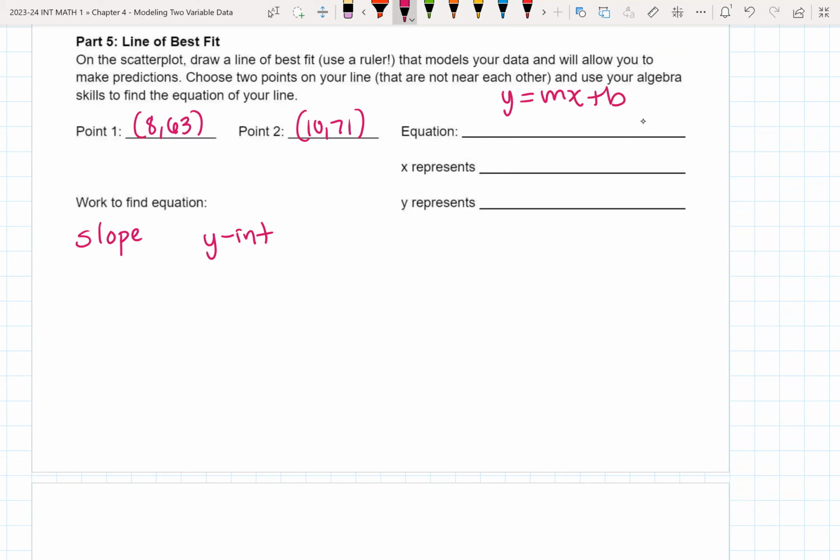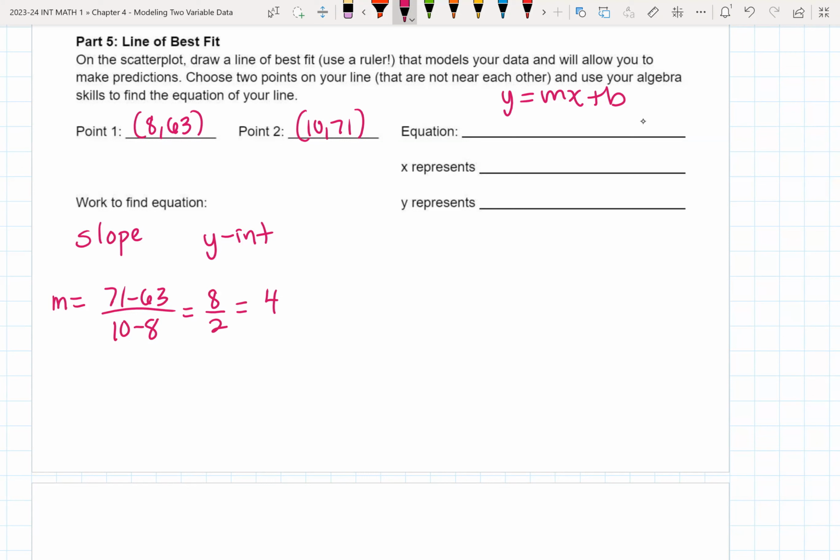Pause this video and find your slope and y-intercept if you haven't already done so. Once you've had some time to try it on your own, let's check our answers. Based off of your points, remember, not mine. Mine are just an example. So my slope can be found by taking the change in y divided by the change in x, which comes out to 8/2, or just 4.